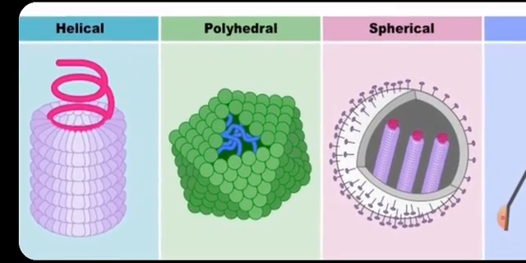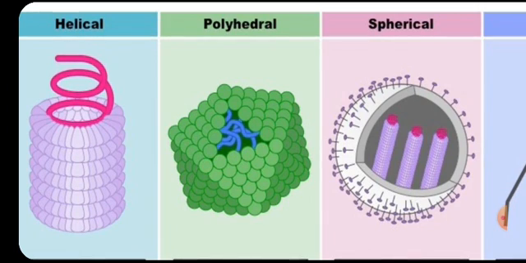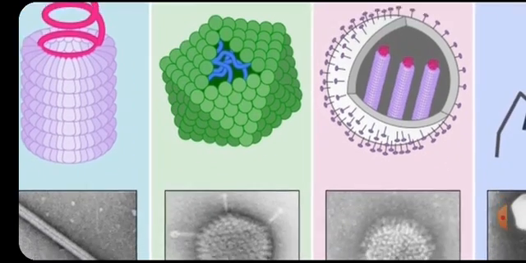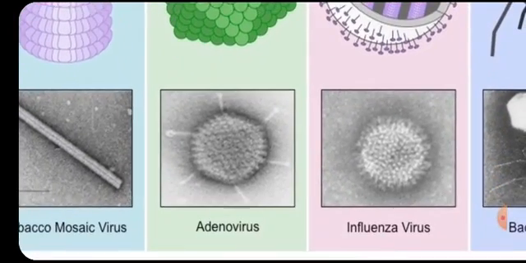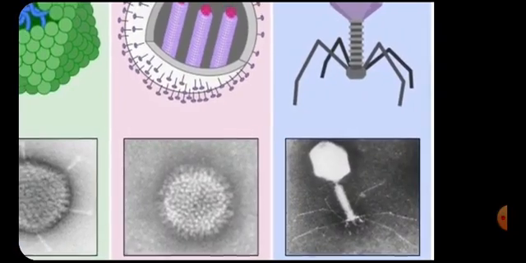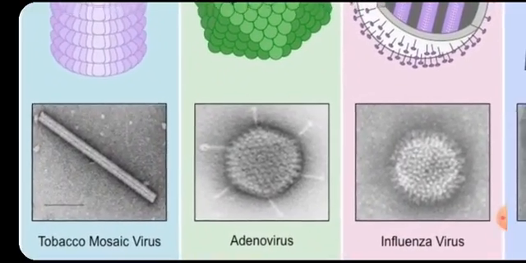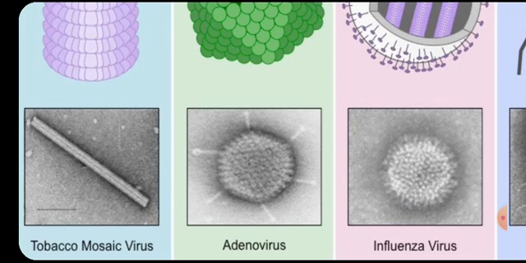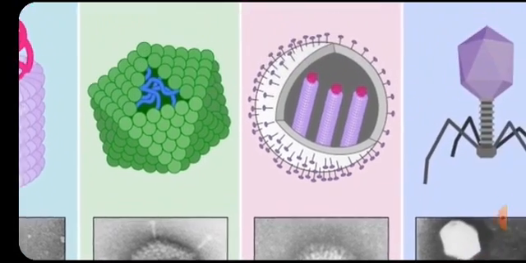The second type of shape is polyhedral. This is the organized shape. The green colored balls are the protein subunits, and inside them the nucleic acid is embedded. This is the structure of adenovirus. This is how it looks under an electron microscope.